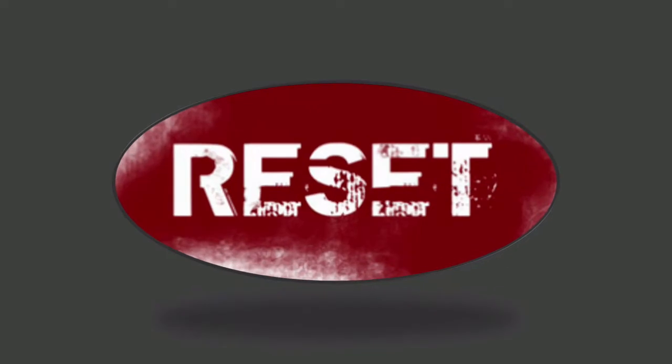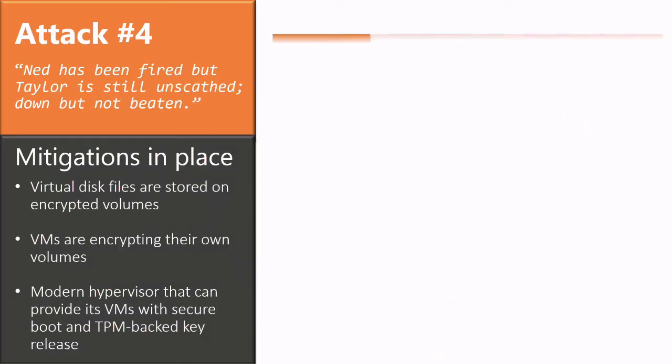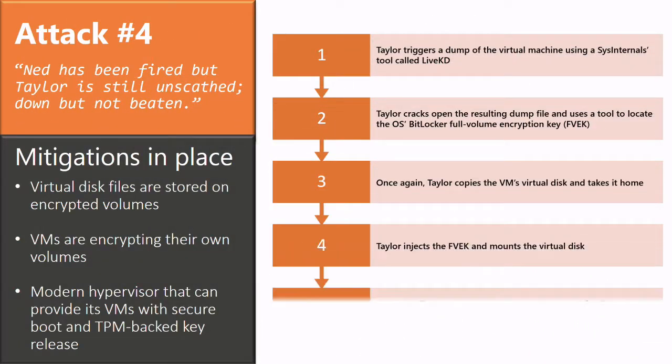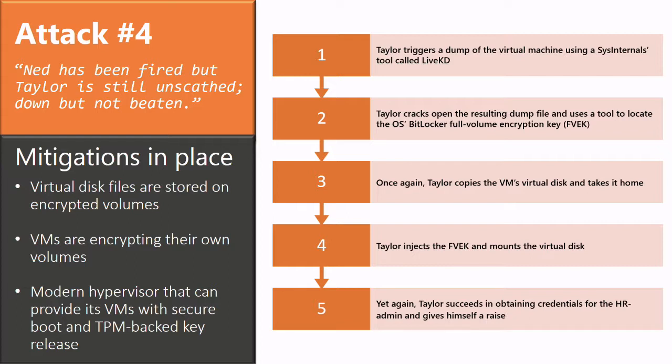So let's reset and imagine that we've got this list of mitigations in place. The virtual disk files are stored on encrypted volumes. The VMs are encrypting their own volumes using a boot passphrase. And the modern hypervisor that can provide its VMs with secure boot and TPM-backed key release is now in place. Do we need boot passphrases anymore? We'll see in a second.